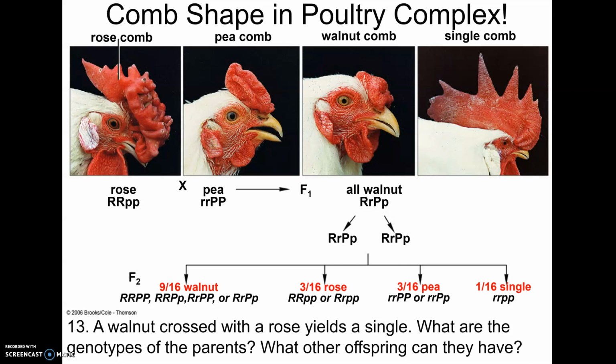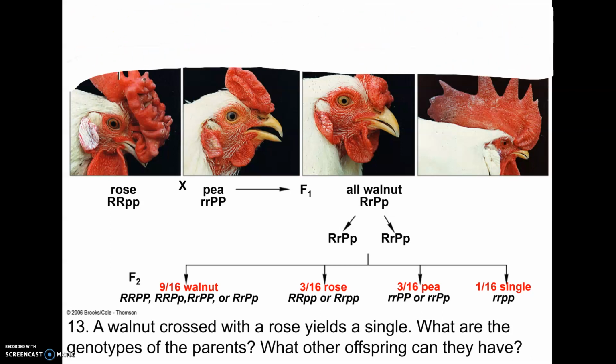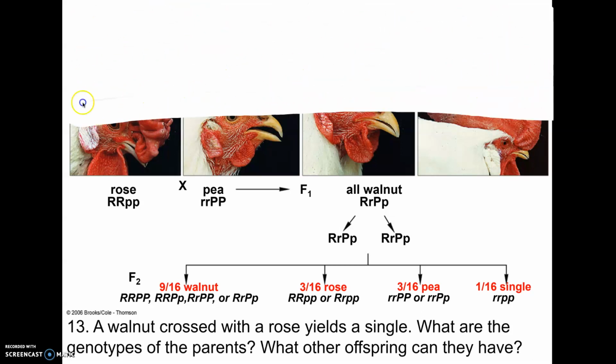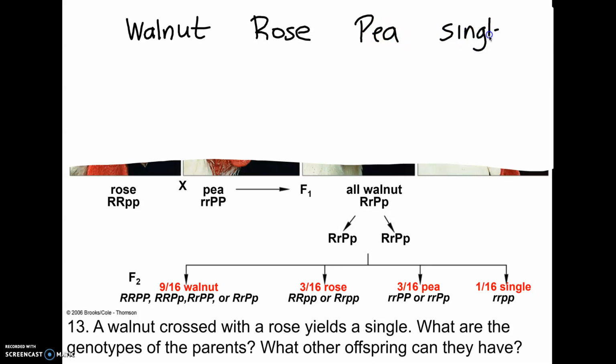The four shapes are, and I'm going to get rid of this up here, so we're going to get rid of our pictures of our roosters. All right, so our four shapes that are possible are a walnut comb, a rose comb, a pea comb, and a single comb. The code for walnut is basically big R anything, big P anything. They're going to have a walnut comb.